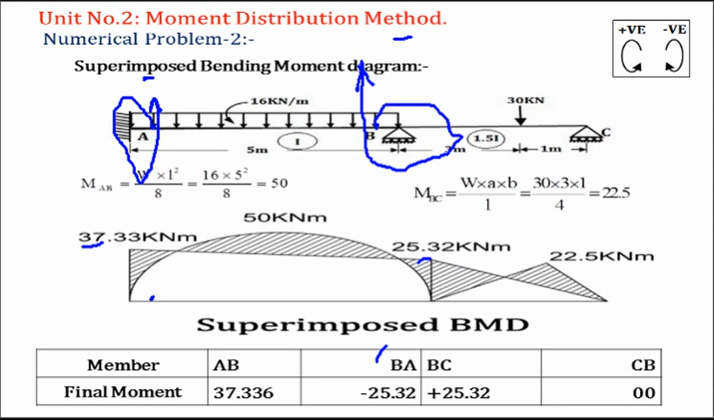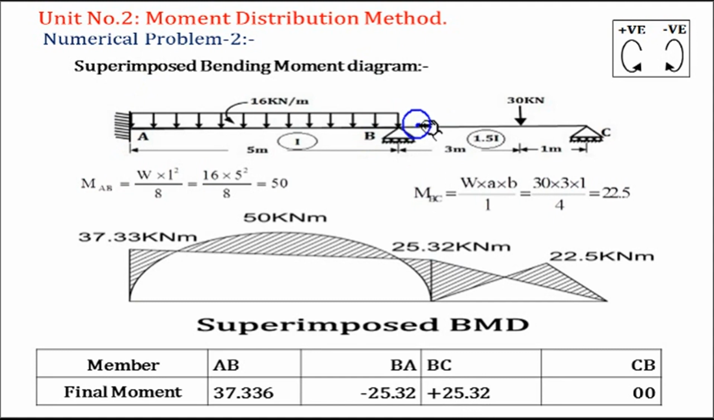Okay. Now next is for BC, plus 25.32. So how to show it now? Again keep your pen over the member BC near to B and rotate in which sense now? There is a positive. So you have to rotate about this member in which sense? Clockwise sense. So rotate in clockwise sense now. So clockwise sense means what? This is your clockwise sense. Okay.